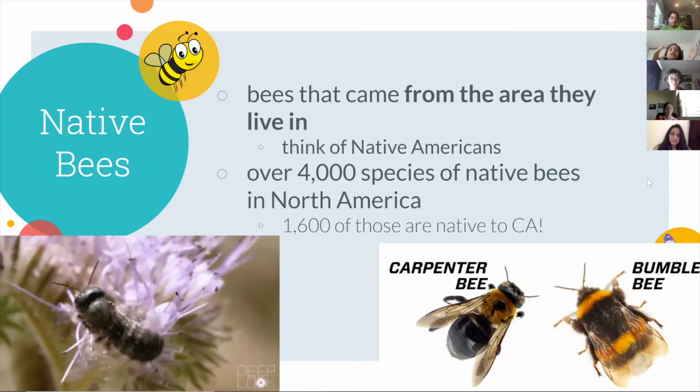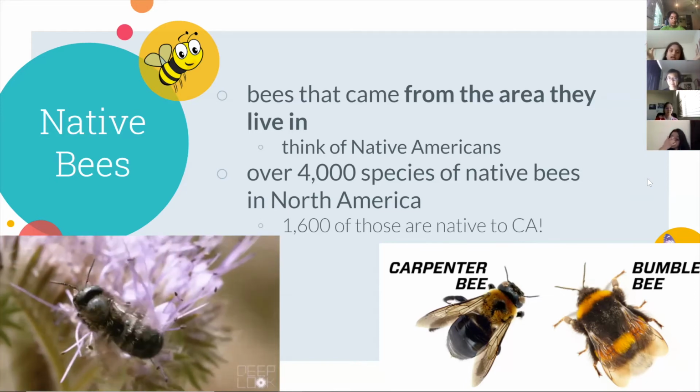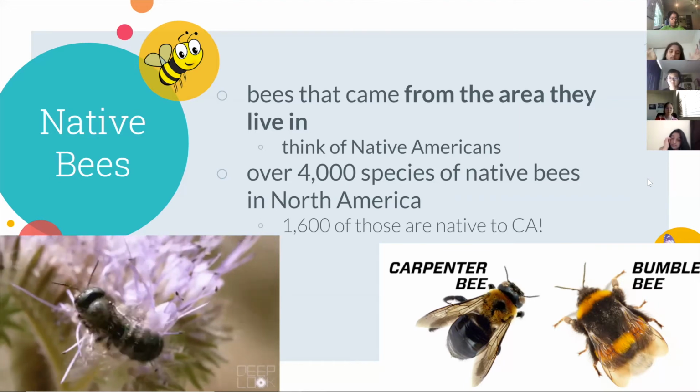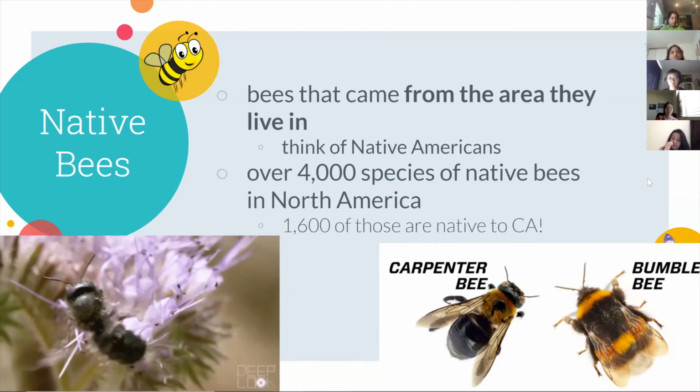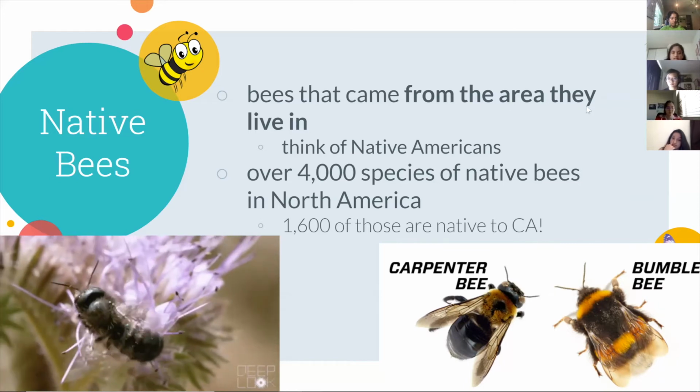They're bees that came from the area that they live in. So kind of like Native Americans. Native Americans come from America. They've been here for thousands and thousands of generations. So similar to that is native bees.